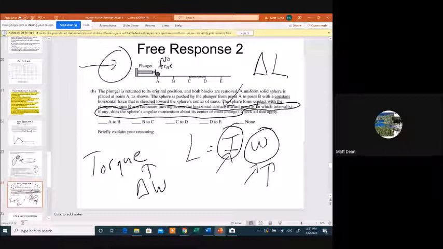From B to C, it's just moving across a completely frictionless surface. There's no external force. Therefore, there can't be any external torque. So again, B to C, no torque.